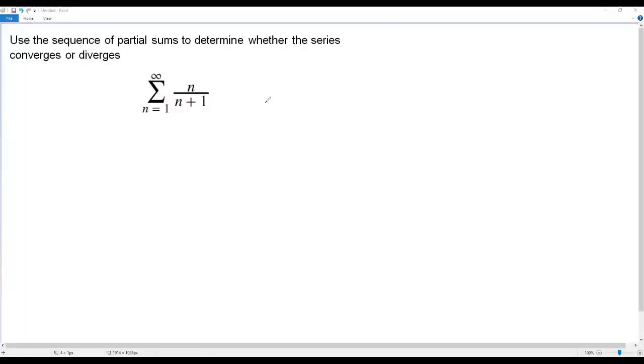Here we have a problem on infinite series. Okay, let's go to the question. Use the sequence of partial sums to determine whether the series converges or diverges.